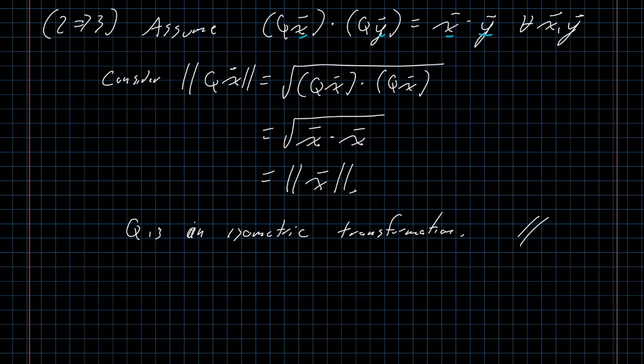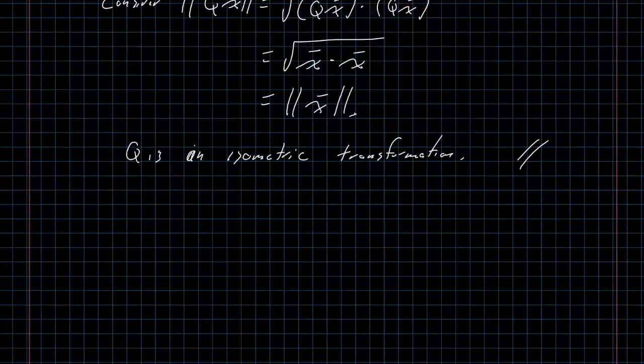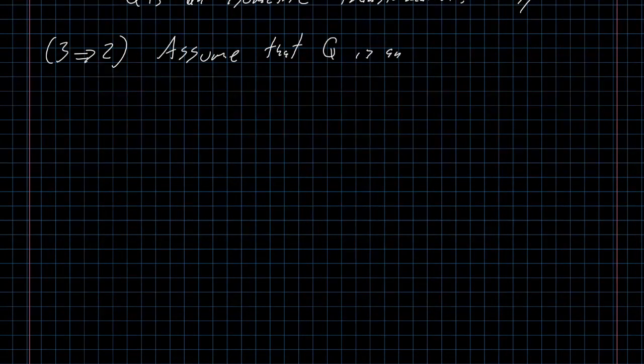All right, time to go the other way. Now let's look at going backwards from 3 to 2. Assume that Q is an isometry. Isometric transformation, I'm tired of writing all those words out. This is the ugliest technical part of the proof.